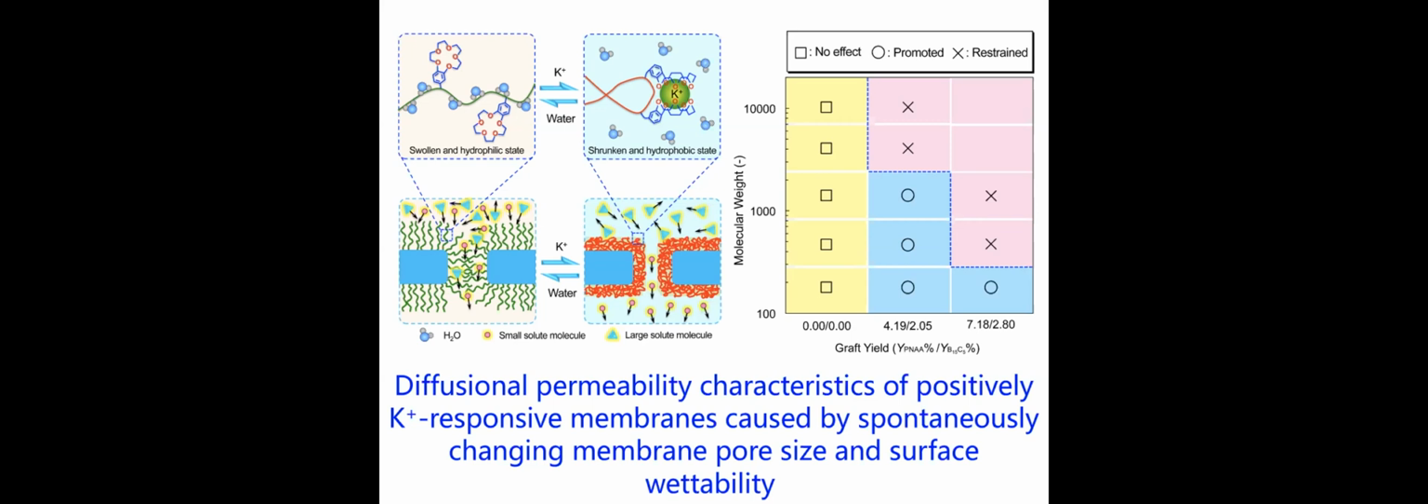So for hydrophobic molecules, only small molecules can diffuse across the membrane in the potassium solutions, while larger molecules are restricted from diffusion through the membranes in the presence of potassium ions.